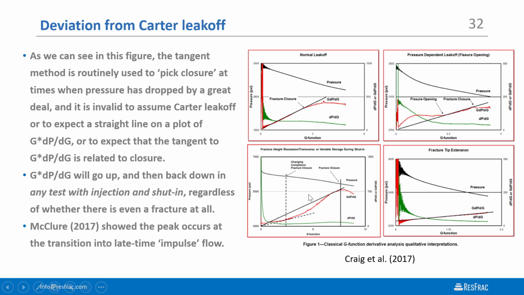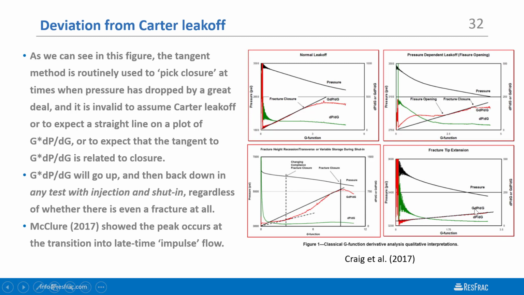But really, whatever G times dP/dG does is meaningless with respect to the actual underlying mathematical theory and purpose for developing the plot. The purpose of developing the plot is that we think there should be a straight line prior to closure because the walls are not in contact and the leakoff is controlled by Carter leakoff. If you go way out past that and now it's not Carter leakoff anymore, it's out the window, and who knows what G times dP/dG is supposed to look like.